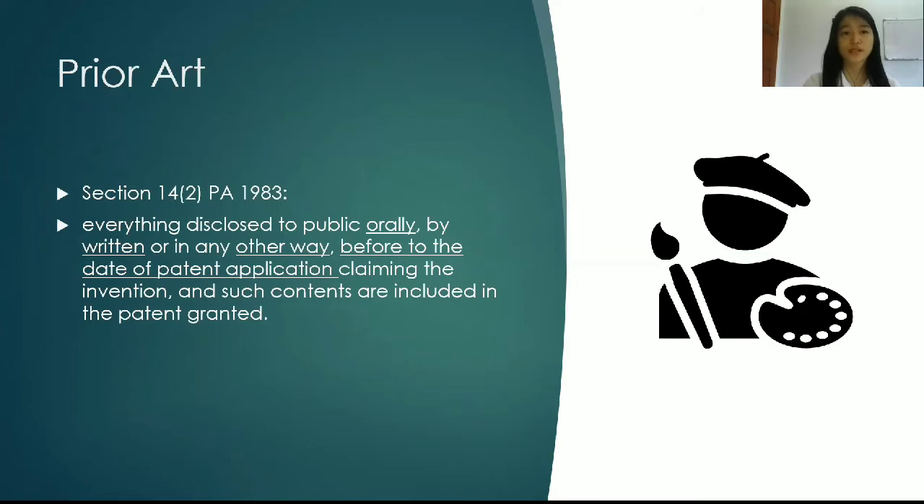Next, I would like to explain a little about prior art in the section. In Section 14 clause 2, it is explained that prior art includes everything disclosed to the public orally, in writing, or in any other way before the date of the patent application claiming the invention, and such contents are included in the patent granted.